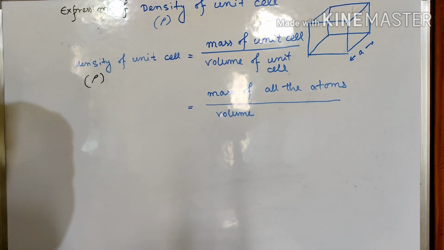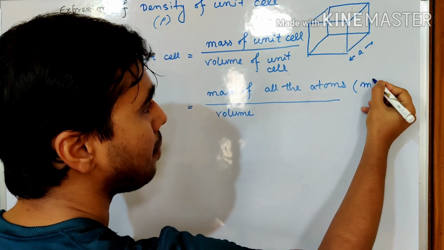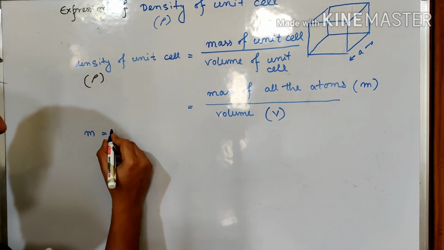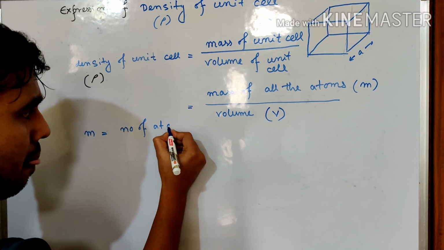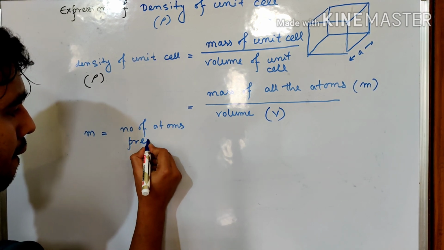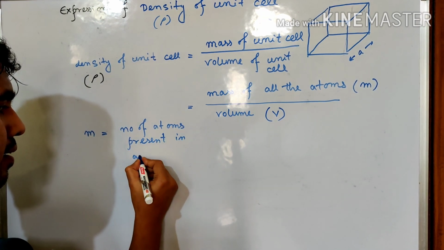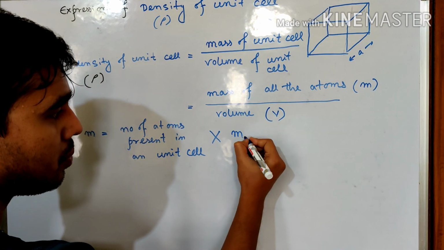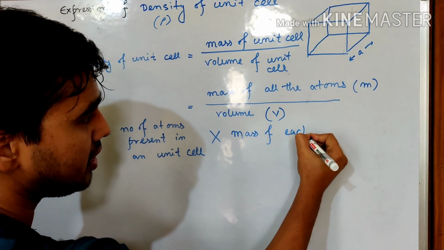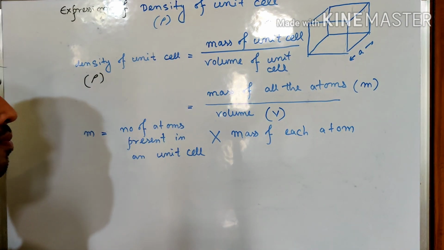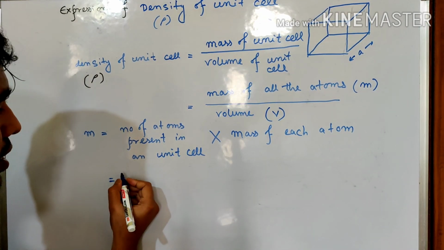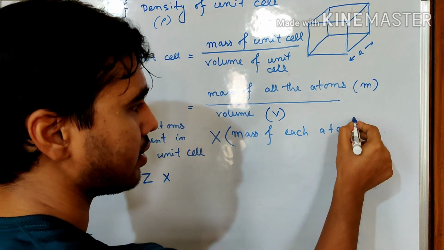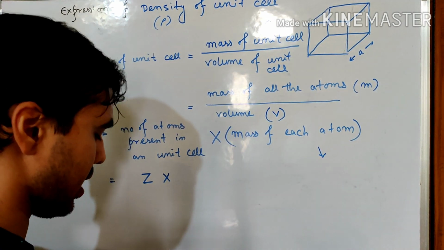Interestingly, if we want to calculate the mass of a unit cell, which is say M, and if this is V, mass of a unit cell, what it is? It is the number of atoms present in a unit cell into mass of each atom. Now suppose the number of atoms present in a unit cell is say Z, say any number, into mass of each atom.